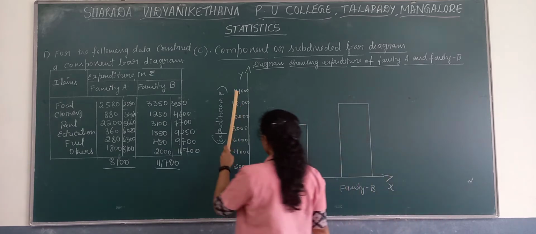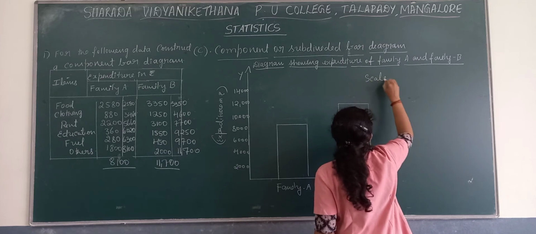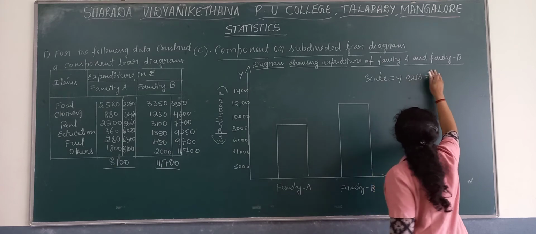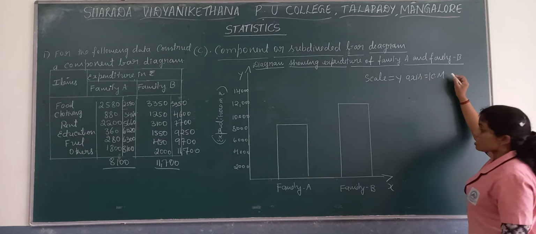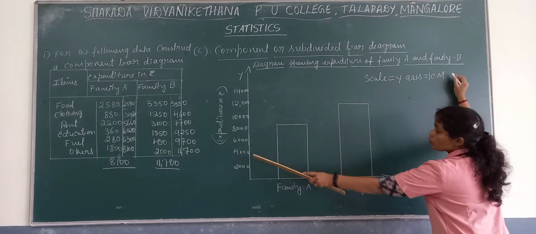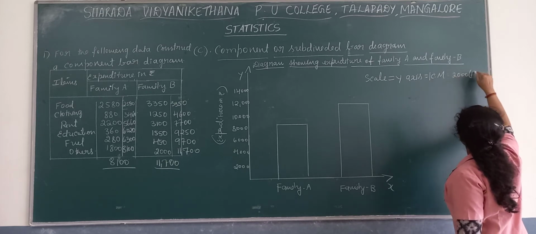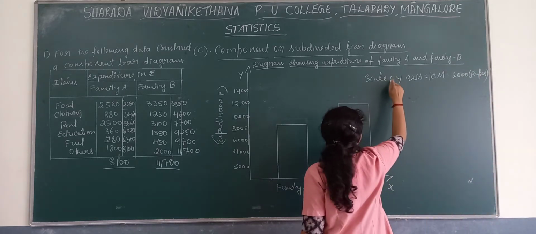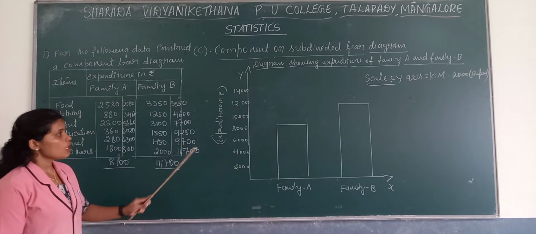Okay. And we need to write the scale here. Scale: y-axis is equal to 1 centimeter. That is how many units? 2,000 rupees. That is the scale. Y-axis 1 centimeter is equal to 2000 rupees.